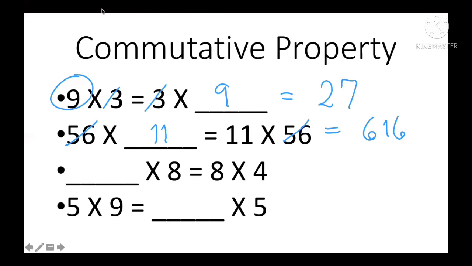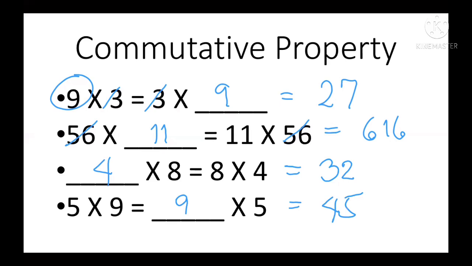The number is 4. Very good. 4 is correct. What is 4 times 8? 32. Good job. Next one. 5 times 9 equals blank times 5. So what will be the number? Correct, 9. What is 5 times 9? 45. Good job. Who got a perfect score?